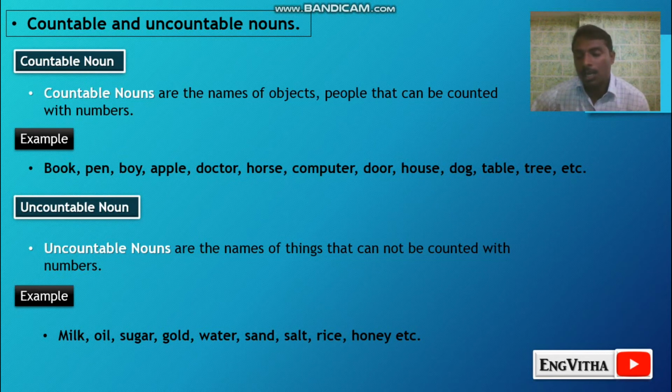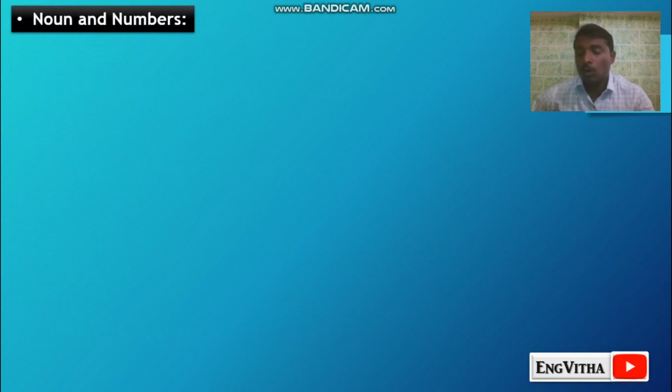We can't count with the numbers because it is impossible to count. Can we count how much sand is on the seashore? It is absolutely impossible. So uncountable nouns are the ones which cannot be counted with the numbers. So let us move to the nouns.